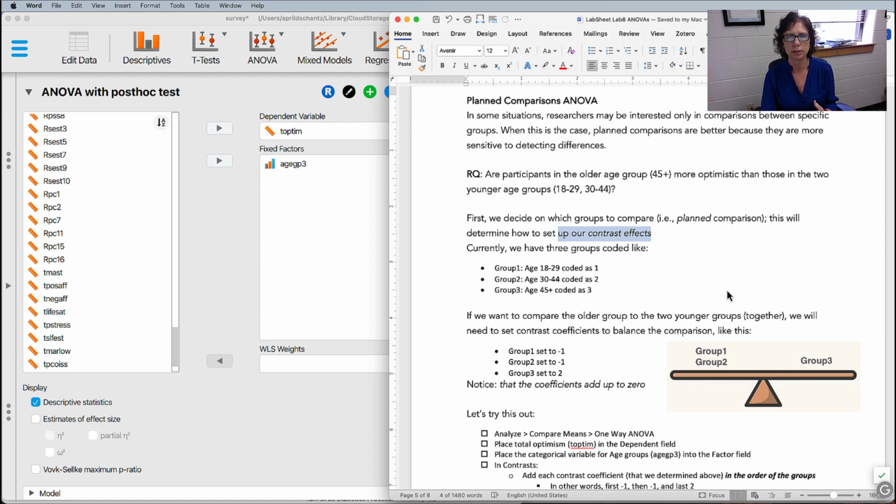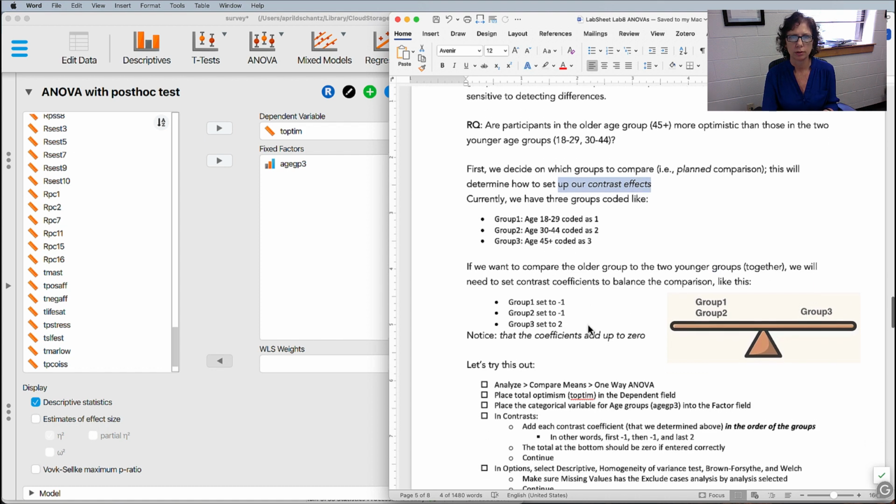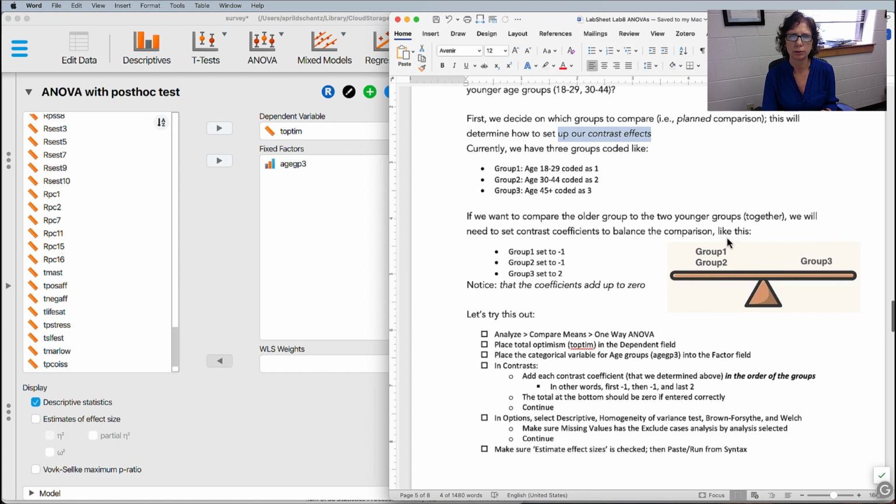And what we're setting up there is a contrast coefficient, and it has to balance. The coefficients we put onto these groups have to balance out. So if we want to compare the 2 younger groups to the older group, we're going to need all of these coefficients to add up to 0. So I'm going to set these 2 with the younger age groups to -1, and I'll set group 3 to 2, because when I add up all those together, -1 and -1 and +2 adds up to 0.